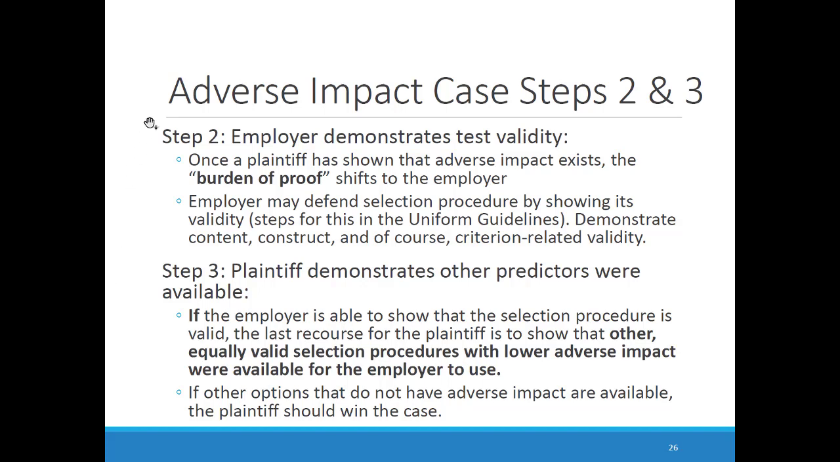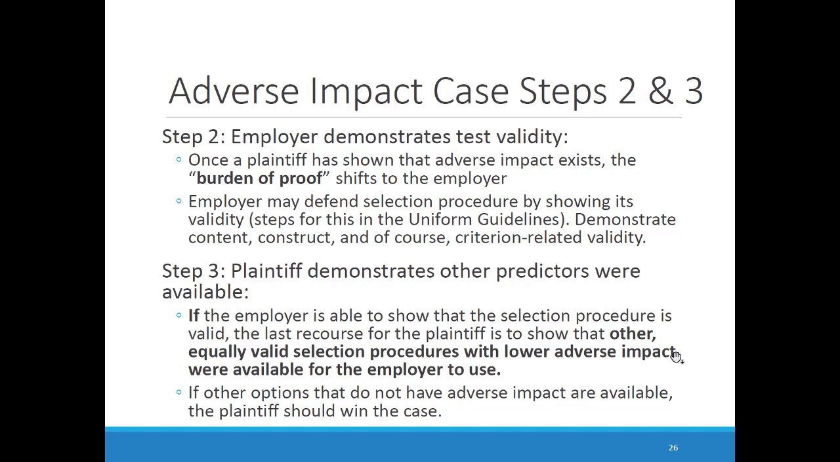Okay, so if the employer is able to demonstrate that their selection procedures are valid, then we move on to step 3, where the plaintiff, or the person who brought the case, demonstrates that other predictors were available that were equally valid. If the employer can show that their procedure is valid, the last recourse for the plaintiff is to show that those equally valid procedures are available. And if other options that do not have adverse impact are in fact available, the plaintiff should win the case.